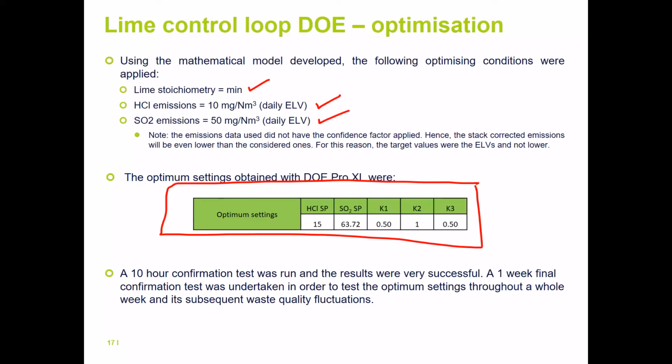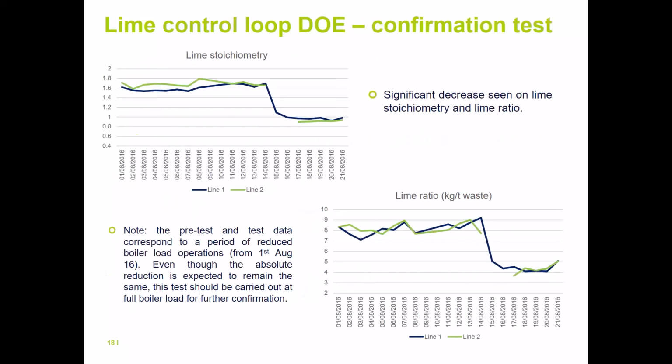15, 63.7. The K1 is locked at 0.5. That was the one we just looked at to minimize standard deviation. K2 is at 1, K3 is at 0.5. And then what did they do? They did a 10-hour confirmation test to see how the process performed. And look what they achieved.